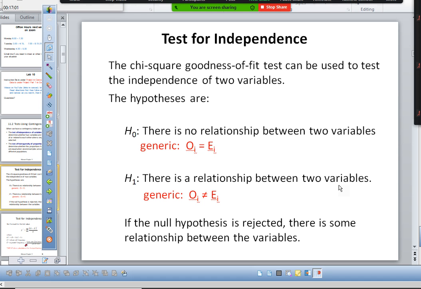For the exam, you can do that, or you can just do the generic O sub I equals E sub I for H0 and O sub I is not equal to E sub I for H1. But your homework's going to want this fancier, more specific stuff. For the exam, like I said, I'm covering this section very lightly, so I'm totally fine with just using these generic terms instead.